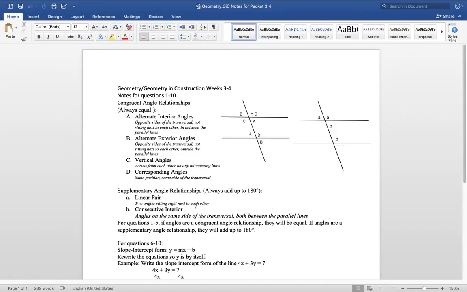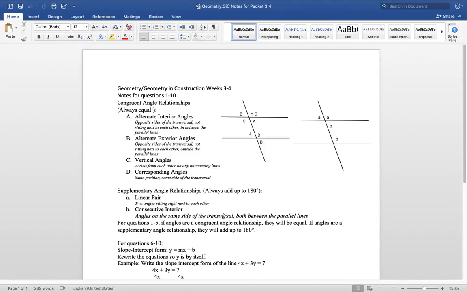All right, then we have our supplementary angle relationships. Remember, supplementary means that they always add up to 180 degrees. So for example, A is our linear pair. Linear pair means they sit next to each other and they create a straight line. So A and A, if we put those together, has to be 180 degrees. So that means if the A on the right side of the line is 150 degrees, this A over here would have to be 30 degrees because 30 plus 150 equals 180.